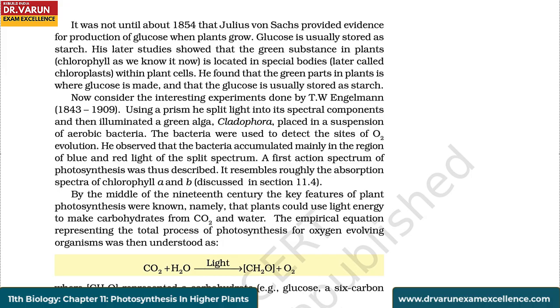It was not until about 1854 that Julius von Sachs provided evidence for production of glucose when plants grow. Glucose is usually stored as starch. His later studies showed that the green substance in plants, chlorophyll as we know it now, is located in special bodies, later called chloroplasts, within plant cells. He found that the green parts in plants are where glucose is made, and that the glucose is usually stored as starch.